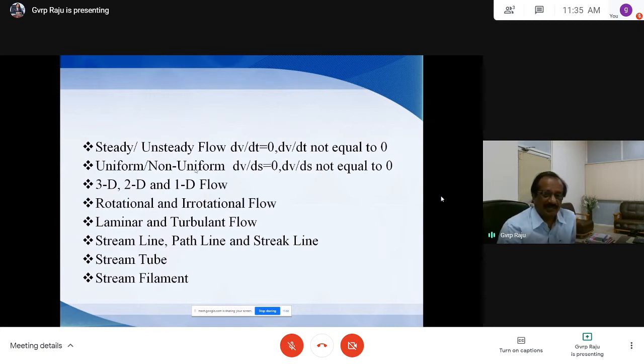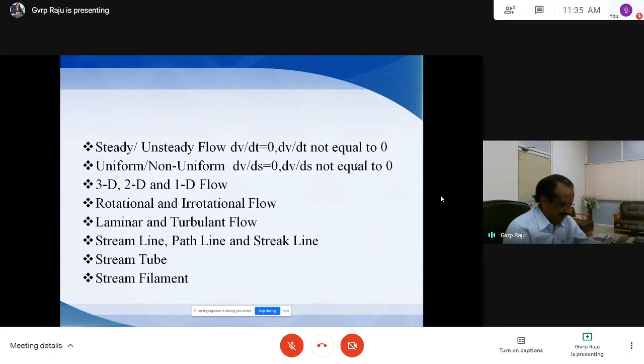And if it is non-uniform, just the opposite, if the velocity changes from place to place at a particular time, then it is non-uniform flow. That means dv by ds, as it is not constant, is not equal to 0. So a dv by ds value exists. That's why dv by ds is not equal to 0 for non-uniform flow.